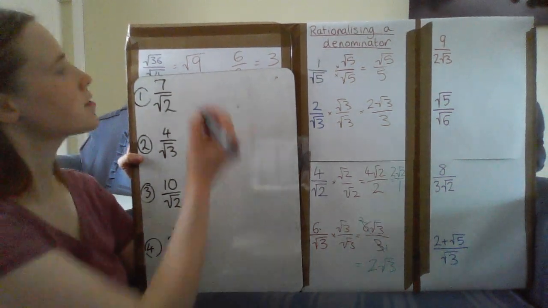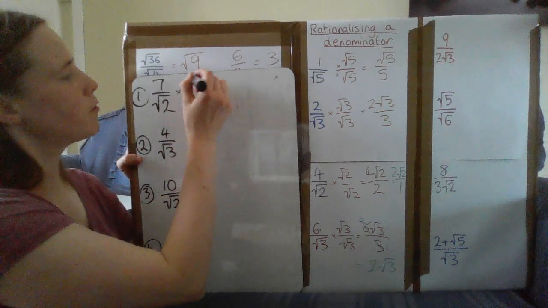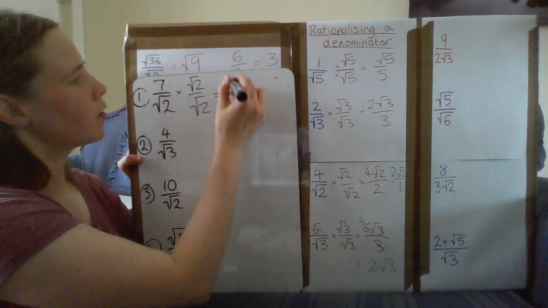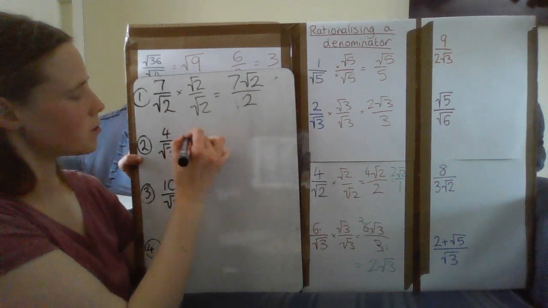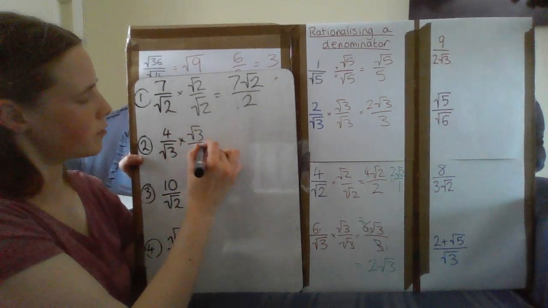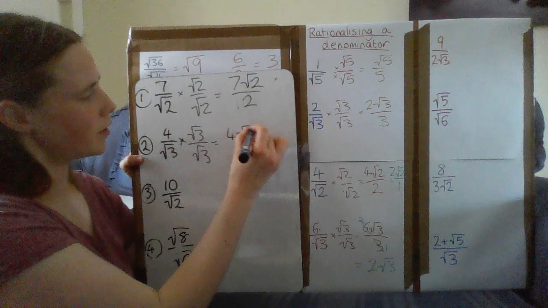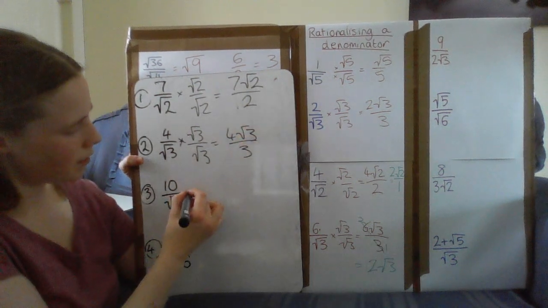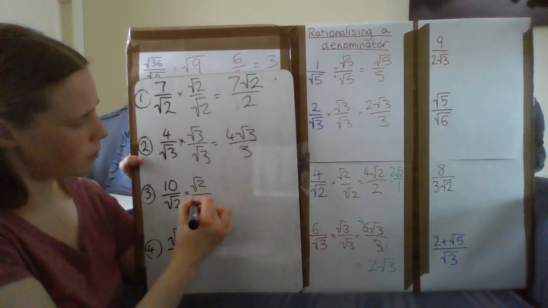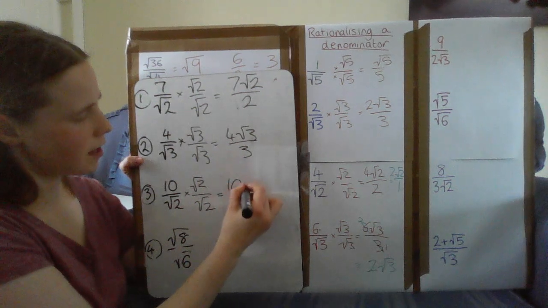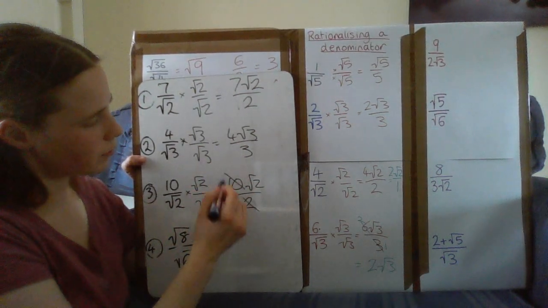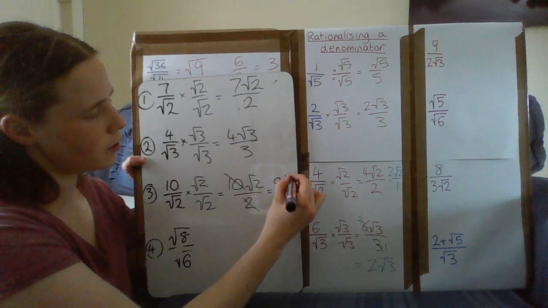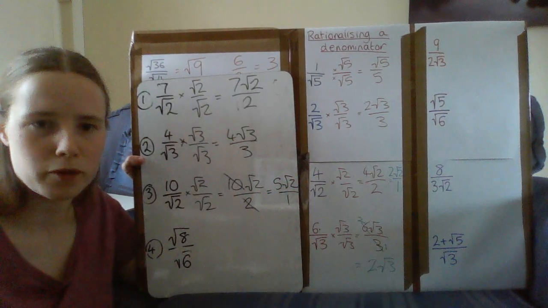Okay, so here are the answers. For the first one, you should have times by root 2 over root 2 and got 7 root 2 over 2. For the next one, we're timesing by root 3 over root 3 to get 4 root 3 over 3. Next one, we're timesing by root 2 over root 2 to get 10 root 2 over 2. These can be cancelled down to become 5 root 2 over 1 or 5 root 2.